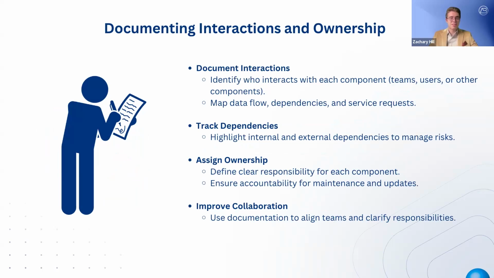Next, track dependencies, both internal and external. This ensures potential risks are identified, helping teams proactively manage issues. Assign clear ownership for each component, ensuring there's accountability for maintenance and updates. Ownership provides a direct point of contact, making issue resolution more efficient.